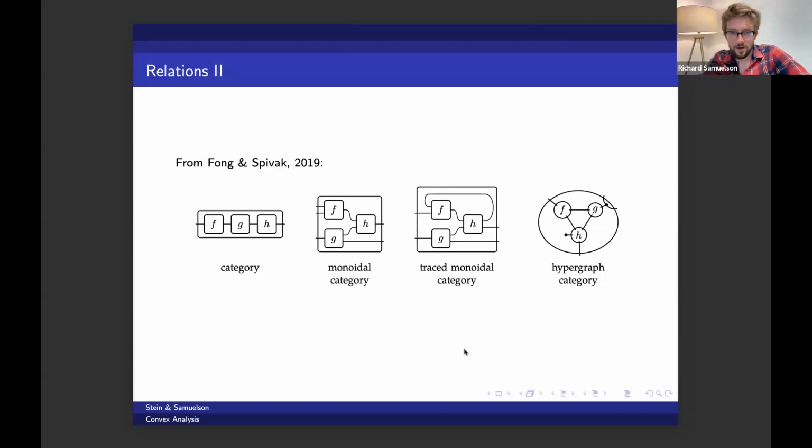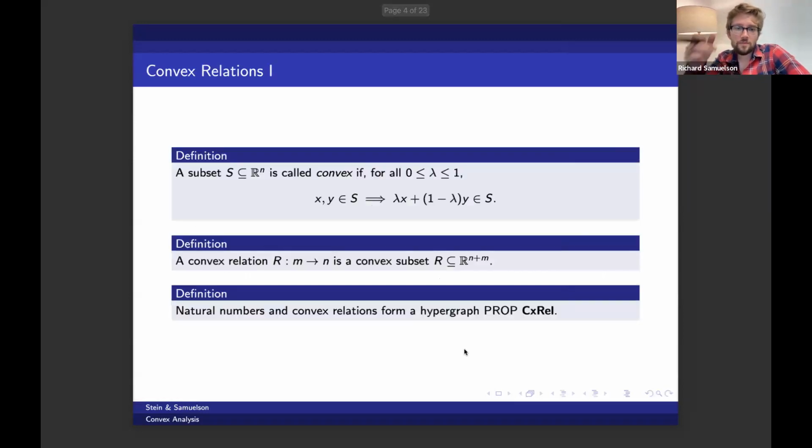In this talk, we're going to sometimes use the second type of wiring diagram, and sometimes we're going to use the fourth. And I'll be clear when I'm using the second and when I'm using the fourth. Those are sets and relations in general.